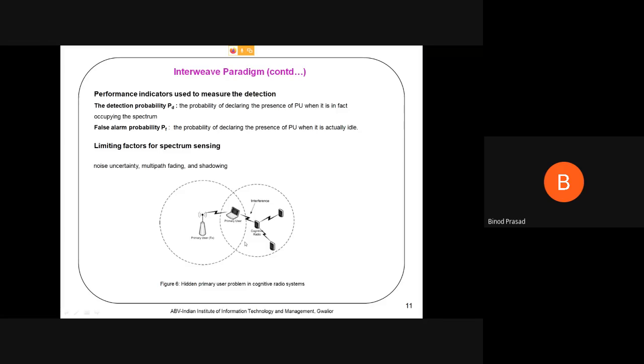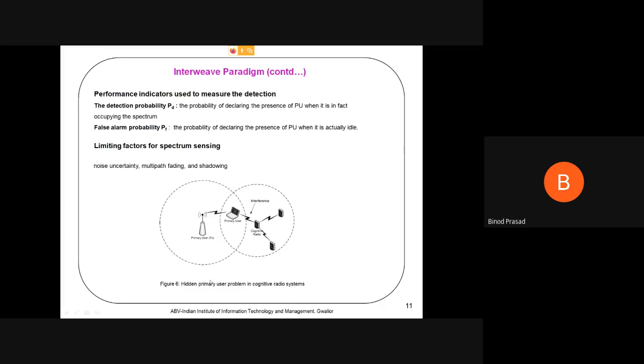Now the third approach, that is not depicted here: if a user is there, that means a primary user is there, and somehow this CR is not able to detect that user. Maybe that user is falling outside, or maybe that link is deeply faded, that means from the cognitive user to the primary user. In that case, the CU will decide no one is there, but in reality some licensed user is there. So it will start transmitting.